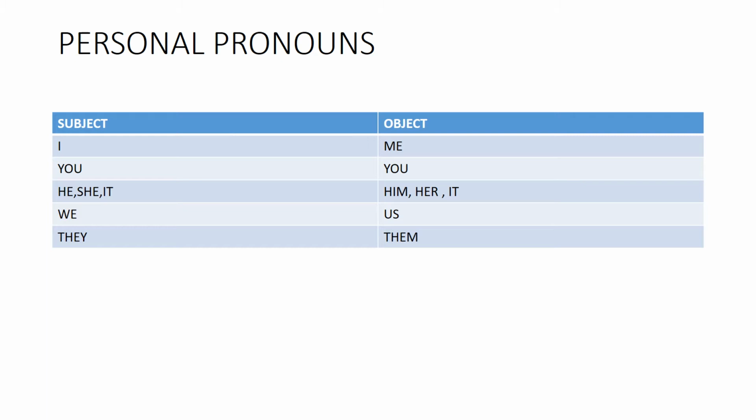I, you, he, she, it, we, they are subjective personal pronouns. Me, you, him, her, it, us, them are objective personal pronouns.